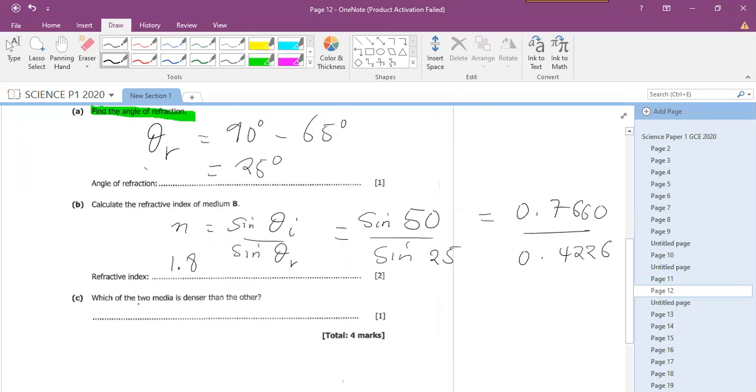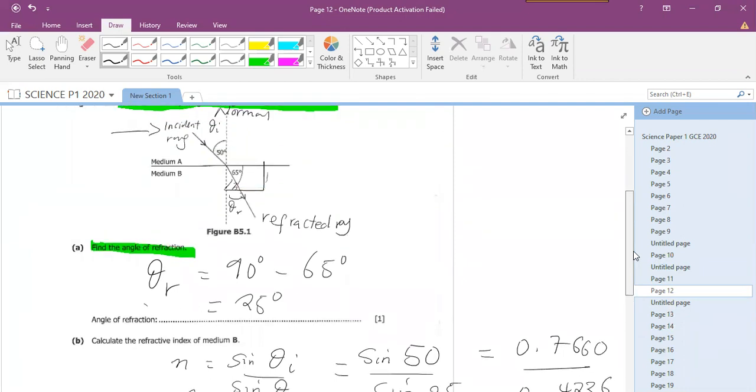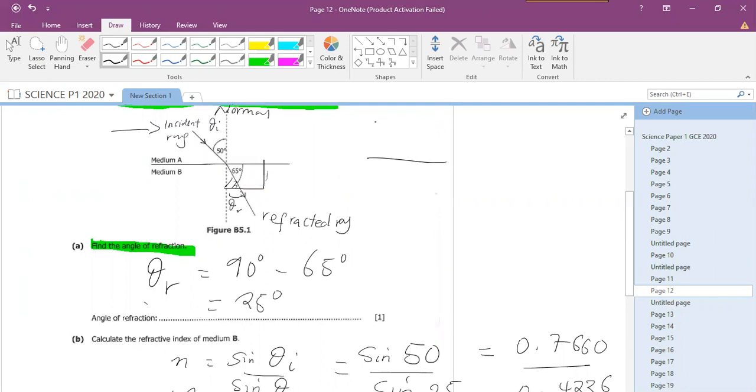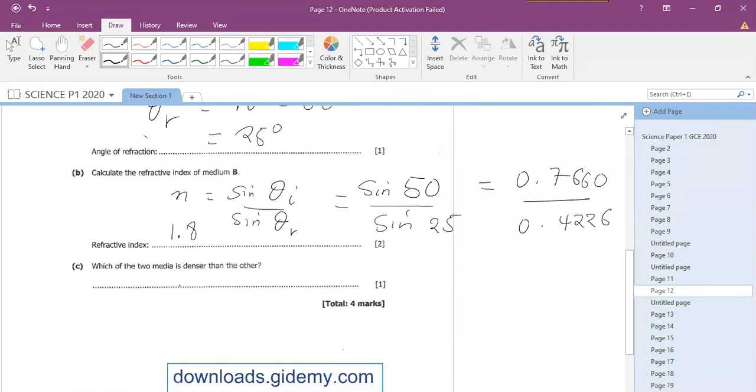And when they ask which of the two mediums is denser, where you have got the smaller angle, that's where the denser medium is. So the refracted ray is smaller because it's bending towards the normal like that. So we're bending towards the normal, meaning this medium is denser. If the ray was bending away from the normal, it would mean the other medium was denser. But since it's bending towards the normal, the denser medium is medium B. So we're going to say medium B.